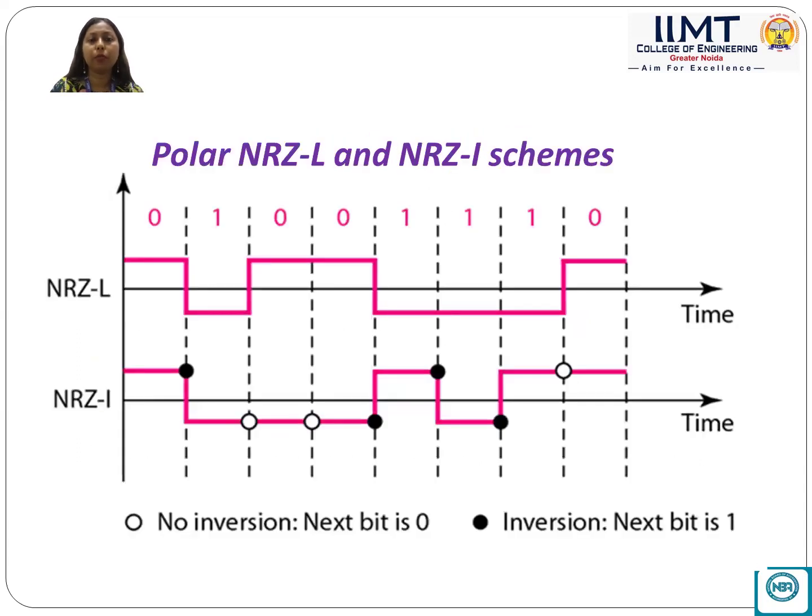Then polar return to 0 level, that is shown in the diagram easily. Here we know that polar means it has two poles. For 0, it is simply considered as positive voltage, and for 1, it is considered as minus voltage level. And in inversion techniques, in the second wave, we see the inversion of the first wave. And that's why that signal becomes polar, because it has two levels of representation of both data 0 and 1.